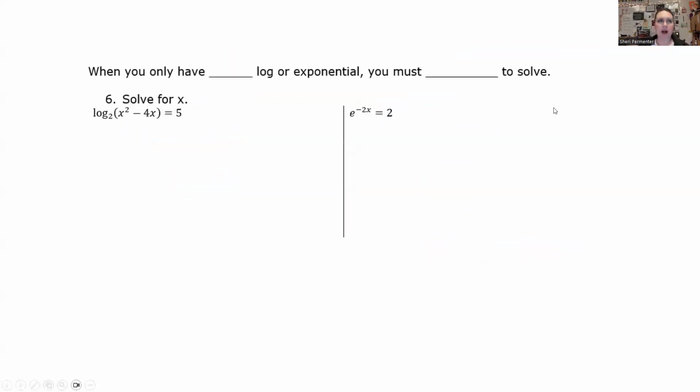And our last set of problems, when you only have one log or exponential, you have to rewrite the problem to solve. When you only have one log or exponential, you must rewrite the problem to solve.